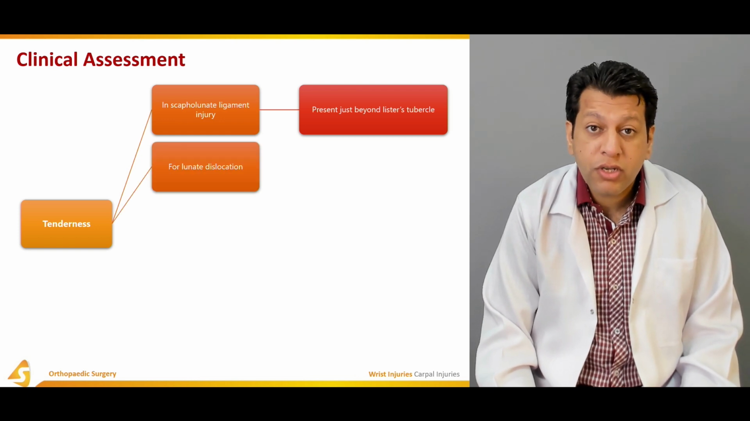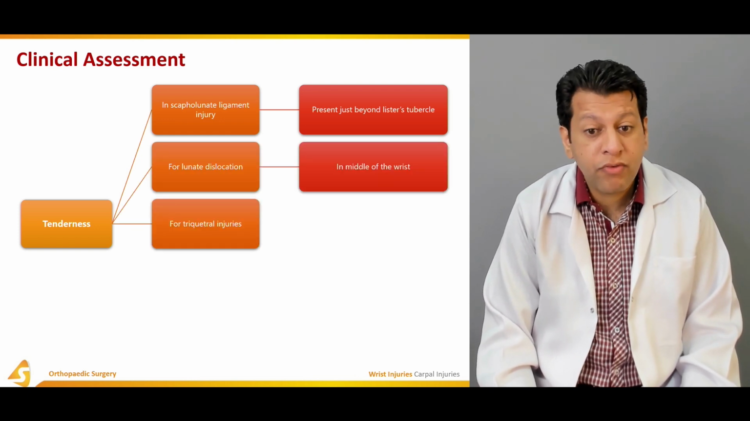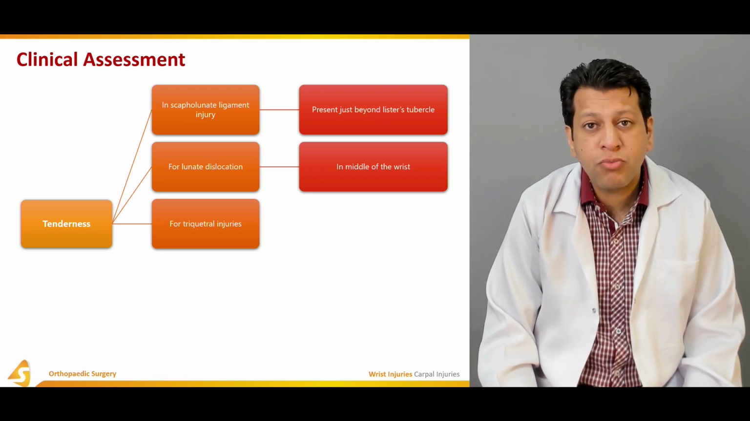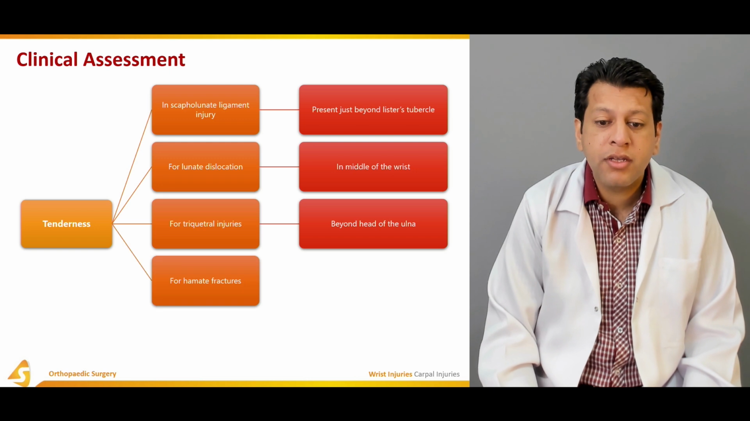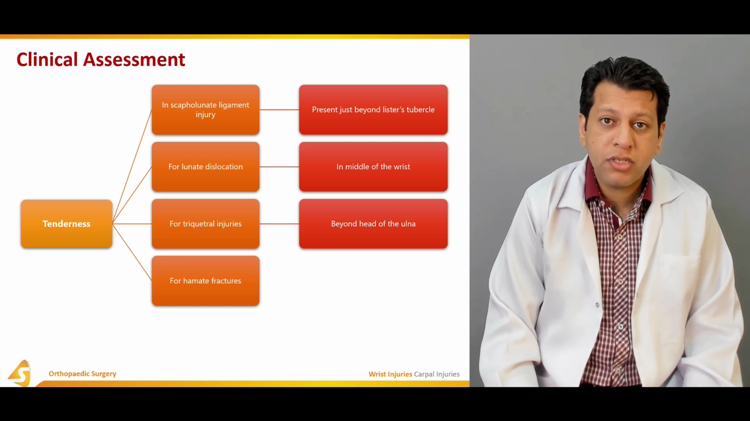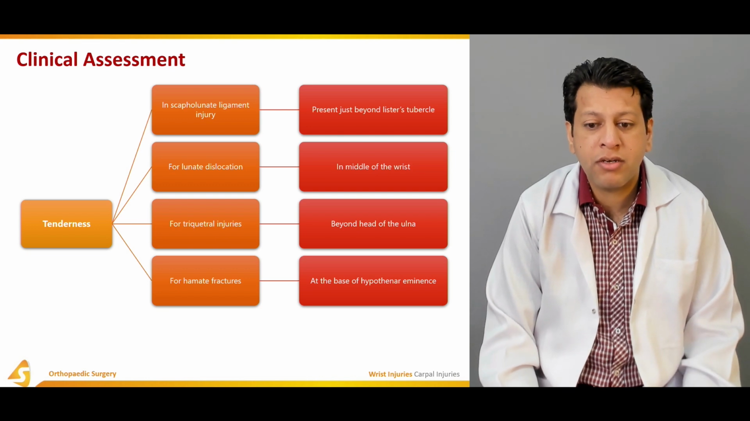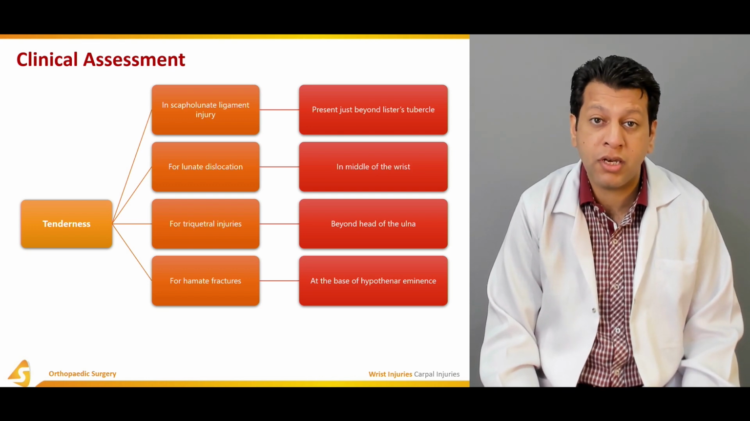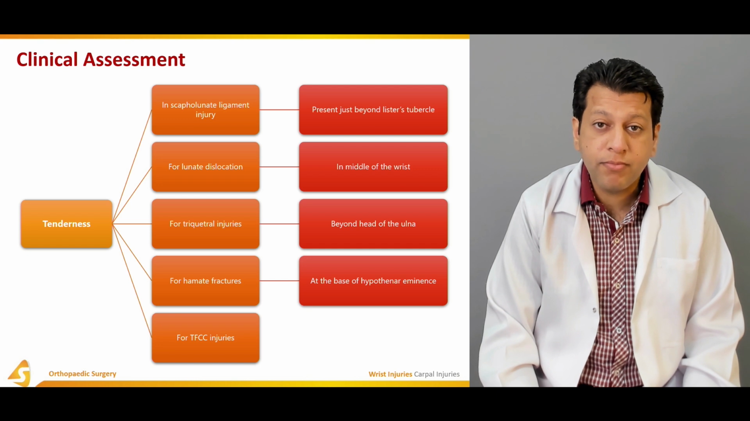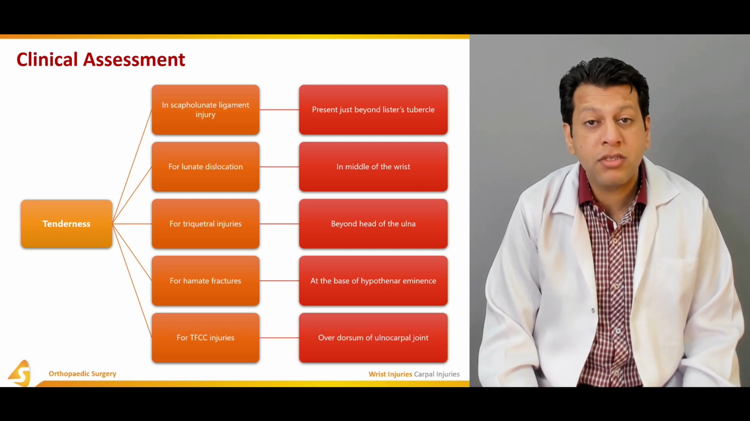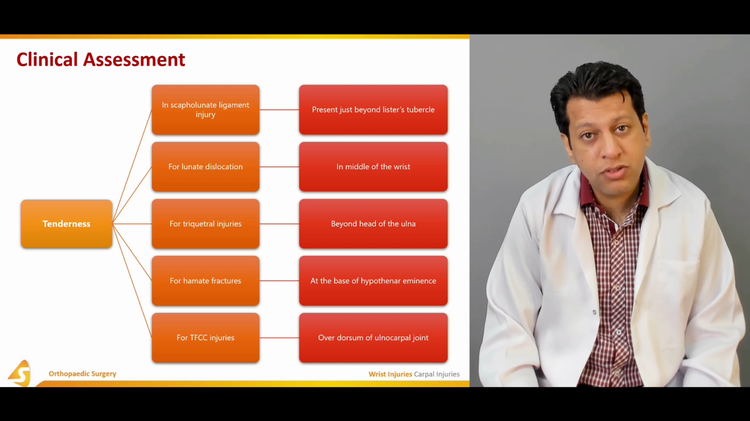For lunate dislocation, mostly it's around the middle of the wrist. For triquetral injuries, as it lies towards the ulnar side, most likely it's ulnar sided pain. For hamate fractures, usually the pain is in the palm, just at the base of the hypothenar eminence. For TFCC, which is purely a ligamentous injury, this is usually on the dorsum of the ulnocarpal joint.